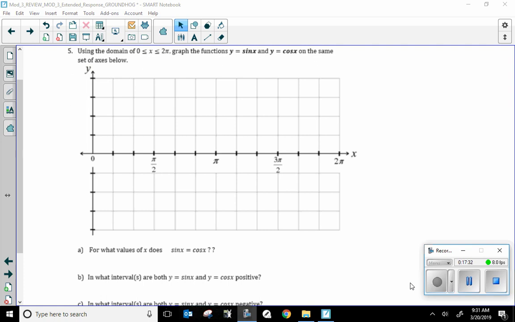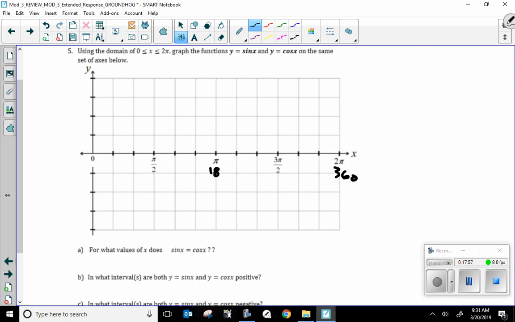Question 5 is about more understanding sine and cosine than anything that would be on the final. But this is really good to drive home some knowledge that you should know and understand. Let's graph sine and cosine on this curve from 0 to 2 pi. In case you didn't know, 2 pi is 360 degrees, right? Pi is 180. Pi over 2 is 90. And this is 270. So it's nothing out of the norm.